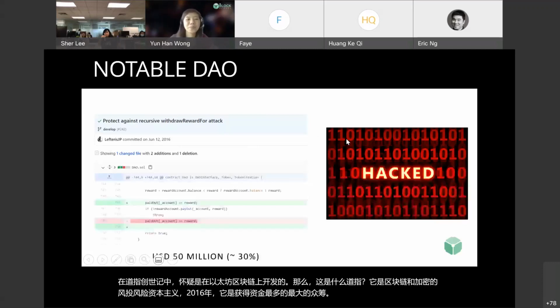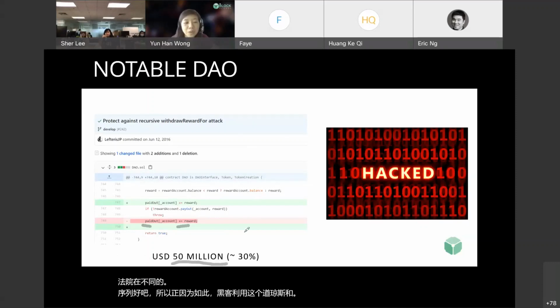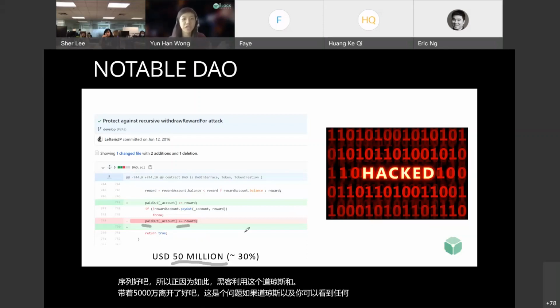Unfortunately, there was a bug in the code. All right. So the bug is in the red line. They put the code in a different sequence. All right. So because of this, a hacker exploited this DAO and went away with 50 million. All right. So this is a problem with DAO as well, as you can see. Any error in the code could lead to changes. It could lead to exploits and hacks.